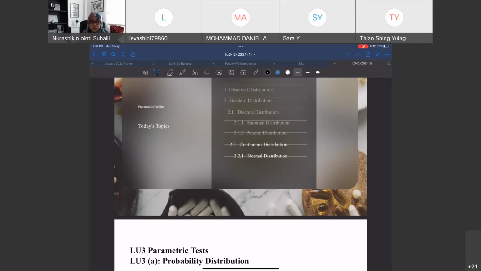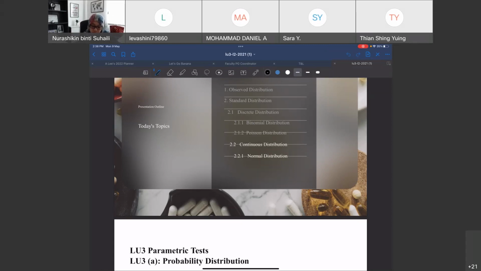Remember the difference between discrete and continuous. Discrete has to do with whole numbers, so there is no decimal point, like 3 persons, 3 cars, 5 schools. Continuous, as the name implies, is continuous. If you talk about weight, 56.1, 56.2, 56.3, 56.4, there is no limit to that. So that is what is meant by continuous. Today we're going to look at continuous distribution.